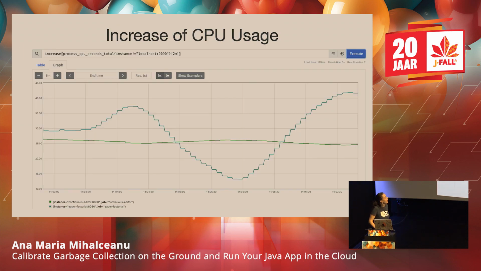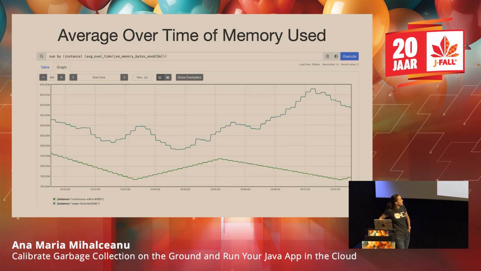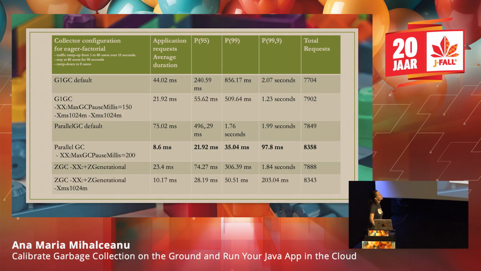Now, if I'm looking at the increase of CPU usage, similar results, probably slightly increased for the eager factorial one. And I could see that the memory is kind of contained in this case for both of them over time when setting it. So now let's look at the results.